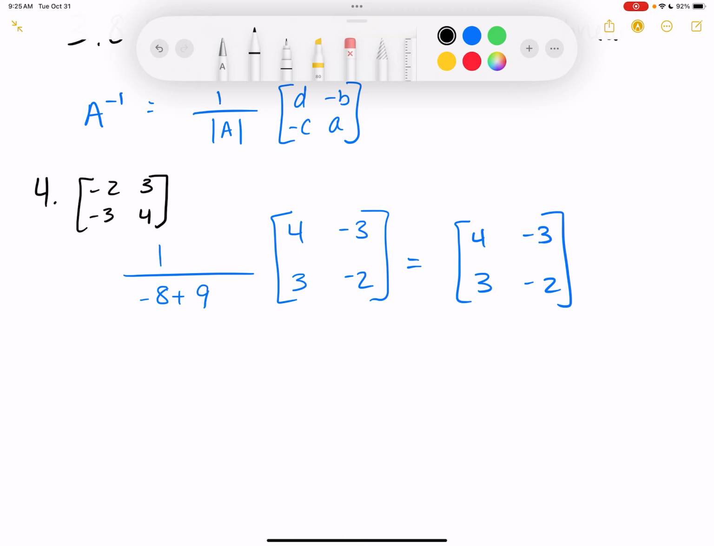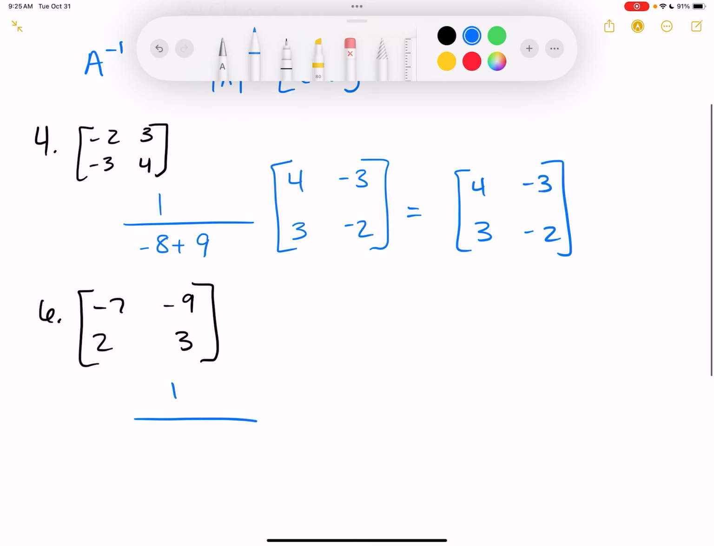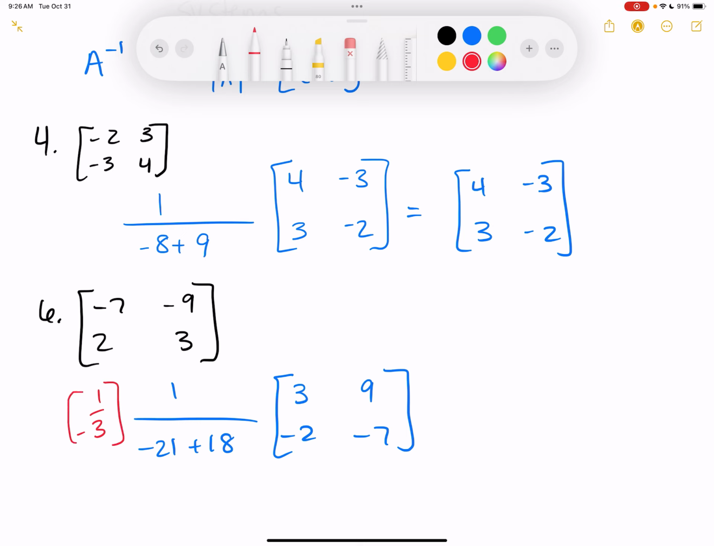Number 6, -7, -9, 2, and 3. So we've got 1 over, what is the determinant of this one? -21 plus 88. And then swap, so we've got 3 and -7 on the diagonal. Then we change the signs. This would be +9. This is -2. So this number here is 1 over -3. So I'm just going to write that over here.